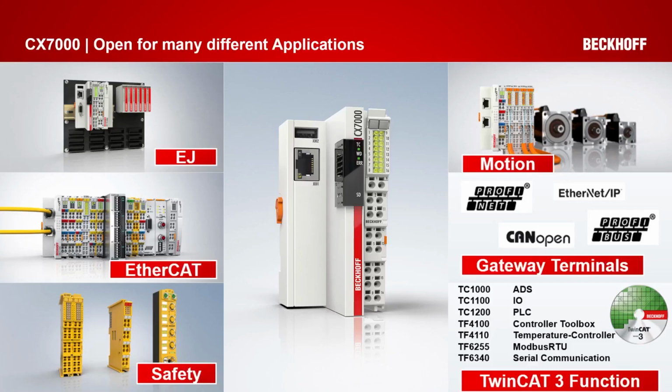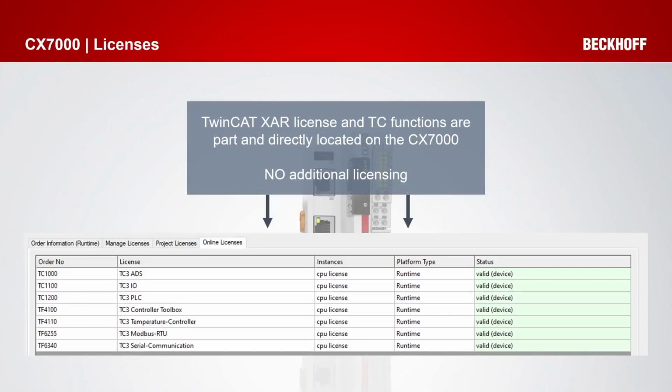The TwinCAT functions which are available, like the TwinCAT 3 runtime license, are already located directly on the CX. So it's not possible to add other or more TC functions on the CX.